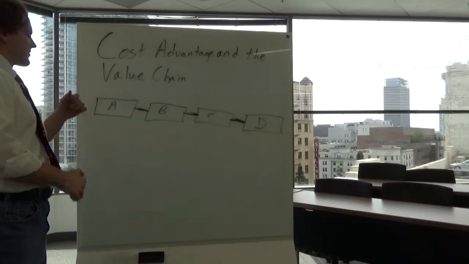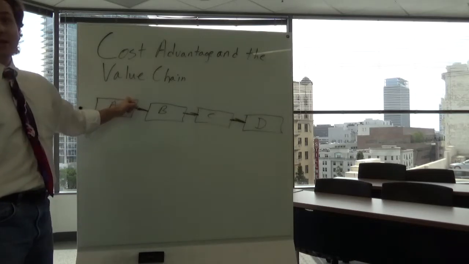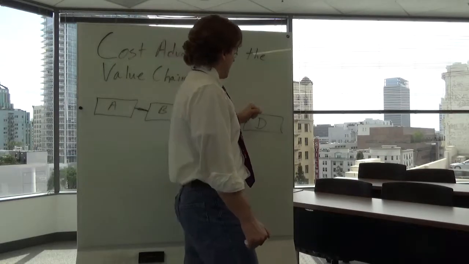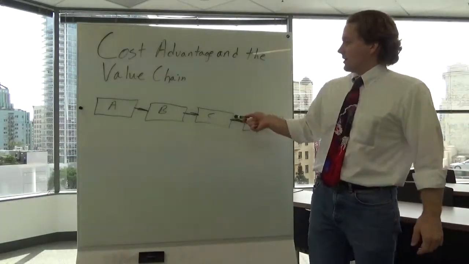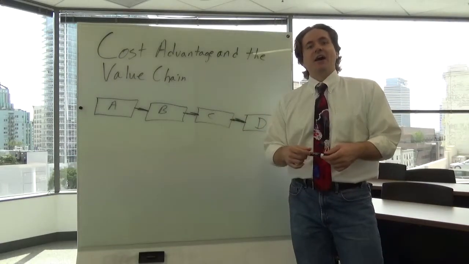So think of this for a second. You've got a car manufacturer producing tires, doors, windows, and assembly. Those are all distinct activities that are linked together by an overarching firm or organization. So that's a value chain.